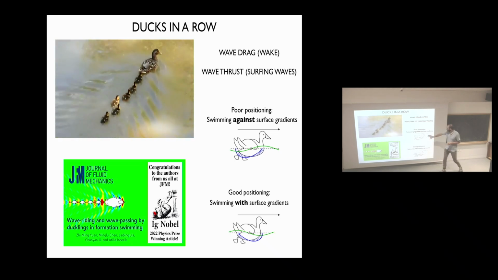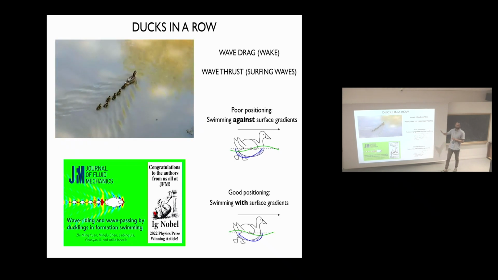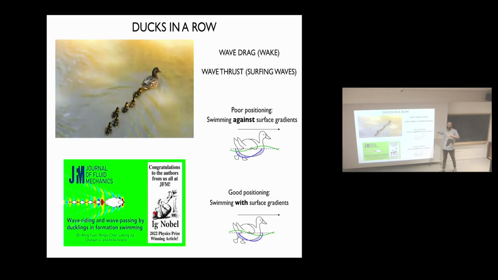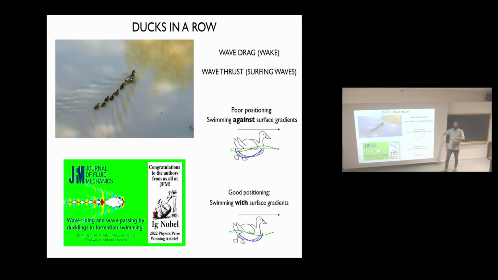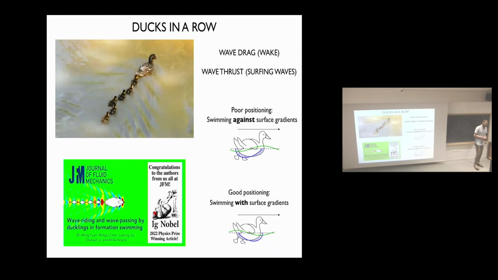So basically, if the ducklings are in the wrong positioning, they're going to be swimming against surface gradients, so they're going to get pushed backwards. And if they're swimming in the right positioning, they're going to be swimming on positive gradients, and they'll get pushed forwards, and that helps them.